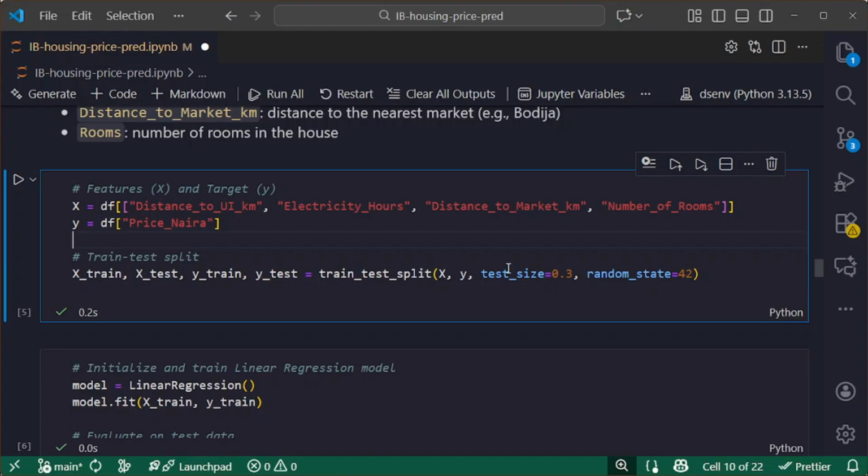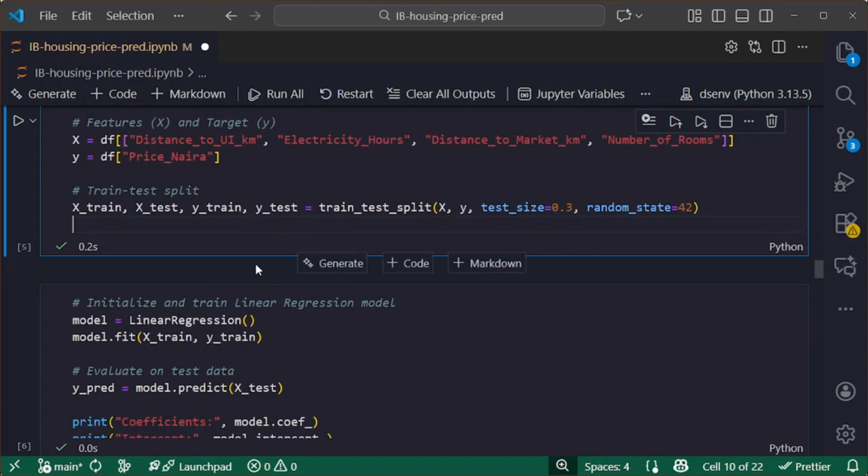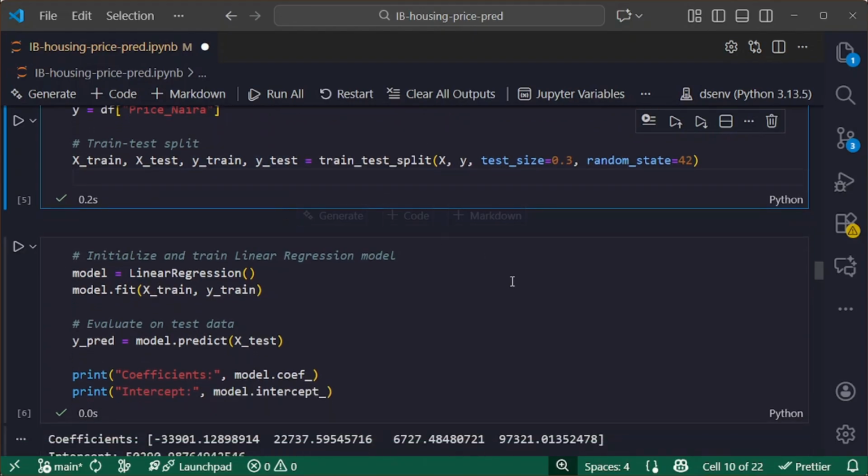So what we are basically saying here is we want a test size of 0.3 with a random state of 42. And we are basically splitting X, which is our features, and Y, which is our target, into X train, X test, Y train, Y test. So the training features, the test features, the training targets, and the test targets. So yeah, that's that.